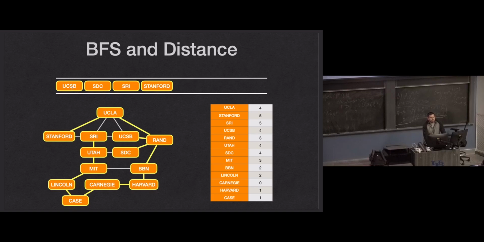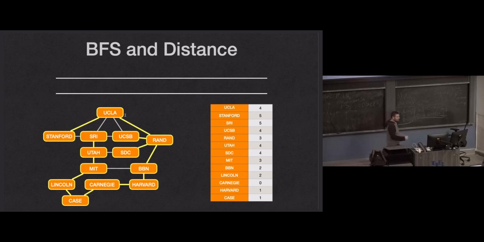If you're doing while the queue's not empty. UCSB, we know none of these nodes are going to do anything, but they're still going to run. UCSB, dequeue it, explore all of its neighbors. UCLA, explored. SRI, explored. Rand, explored. They're all explored, so we're just going to skip them all and do nothing. SDC, Utah's explored. Rand's explored. Don't do anything. SRI, UCSB's explored. UCLA's explored. Stanford's explored. Utah's explored. Don't do anything. Stanford, UCLA's explored. SRI's explored. Don't do anything. Now the queue's empty. Your while loop's going to break.